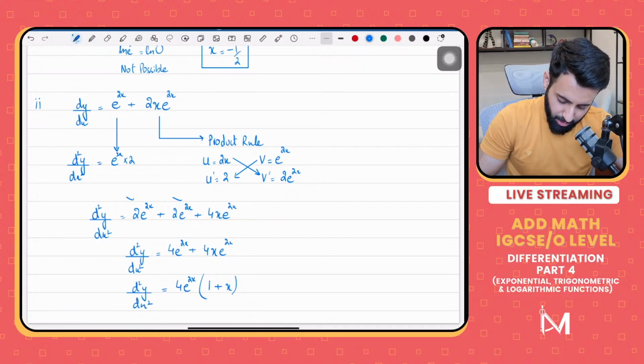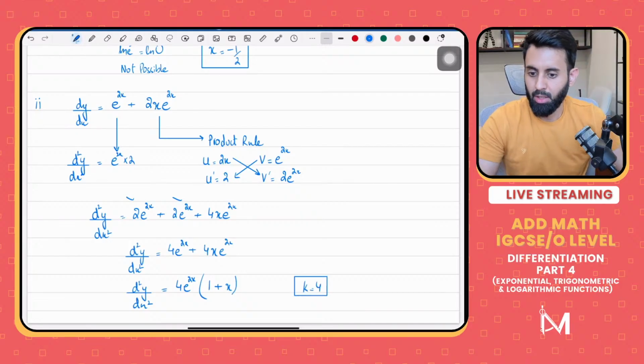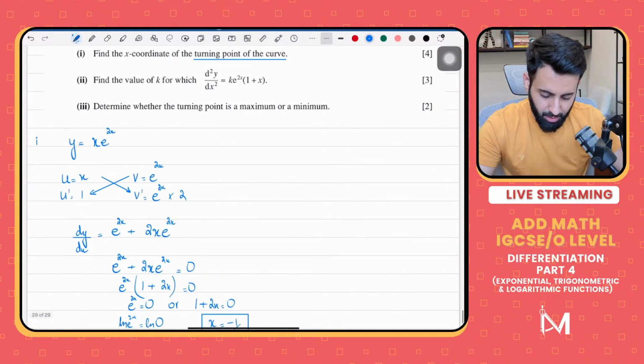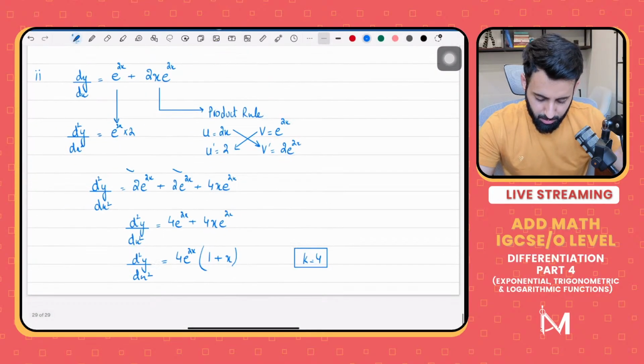So what's the value of k? k is equal to 4. That's it. Job done. But first I will finish differentiation and then I will do integration. Okay, that's what the plan is.